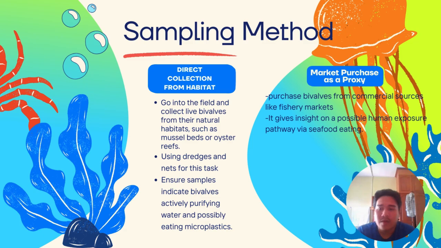This approach provides a snapshot of microplastic present within the bivalve tissues at the time of collection. Next, the sampling method that we will use is market purchase. Alternatively, we might purchase bivalves from commercial sources like a fishery market. This method can be useful to investigate microplastic levels in bivalves ultimately consumed by humans, while not directly reflecting plastic contamination in the environment.